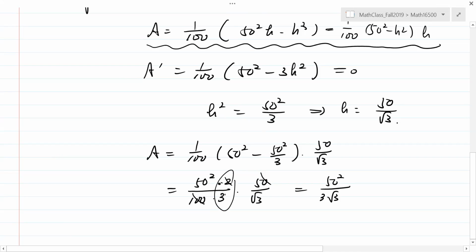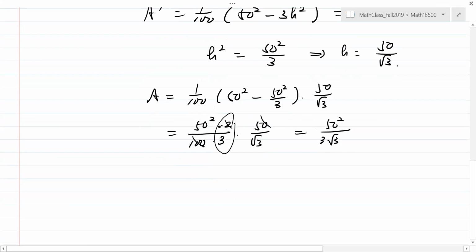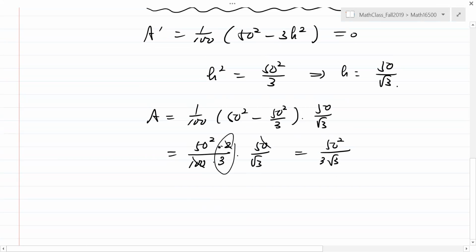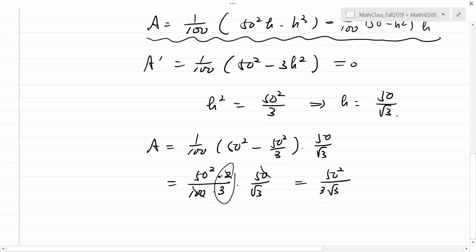I guess the triangle must be equilateral. I'm not going to prove that, because the original question is, what is the largest possible area you can get?